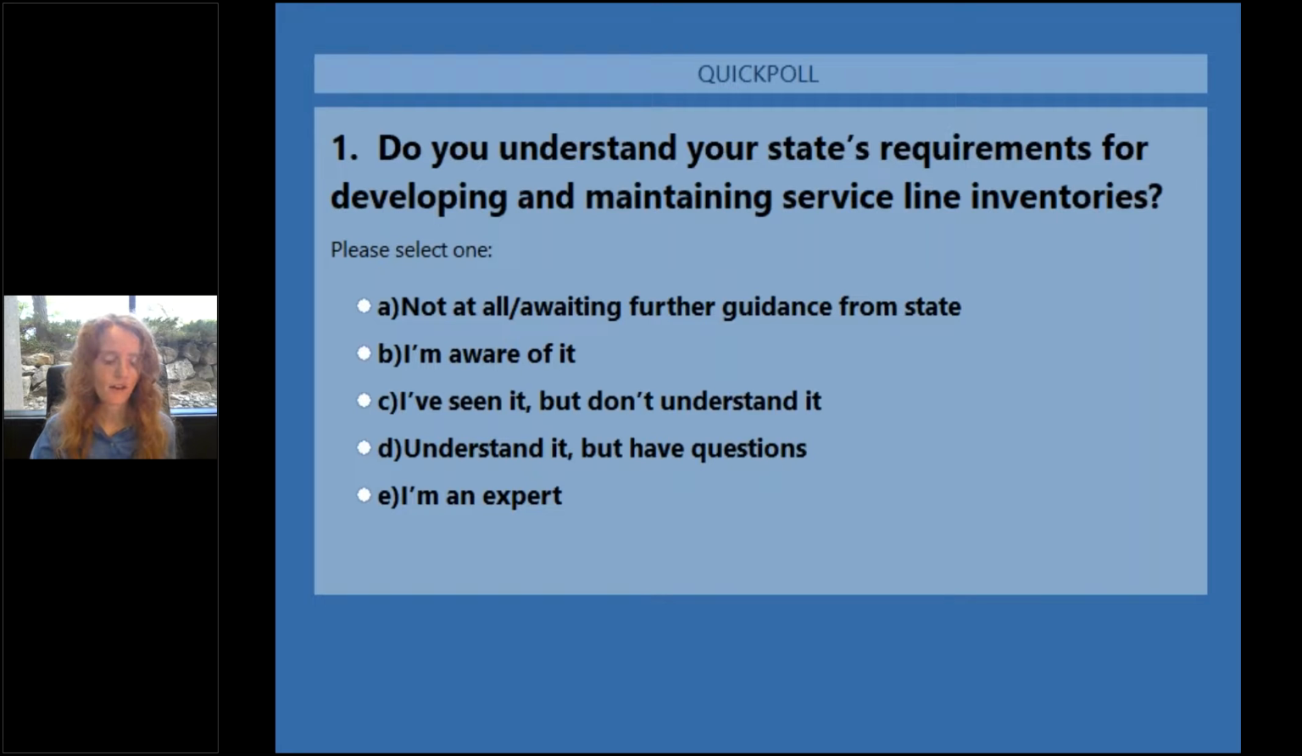Please go ahead and give us your feedback on whether you understand your state's requirements for developing and maintaining service line inventories. We would love to know, both Mueller and AWWA. We'll give you a beat to keep answering, and then we'll be able to move forward.